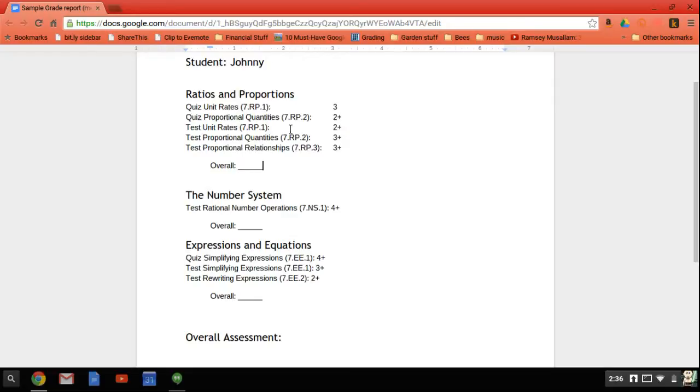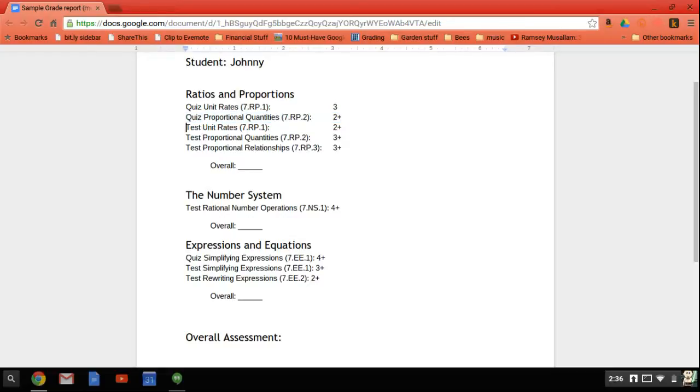Now, as we look at all of these, and we're going to take each standard, each strand separately, let's see how well Johnny, as of this progress report, understands ratios and proportions. Well, on quizzes, he definitely was proficient on this quiz here. Was almost, didn't do too bad here, a 2 plus. He could have done better, but he had a pretty good idea.